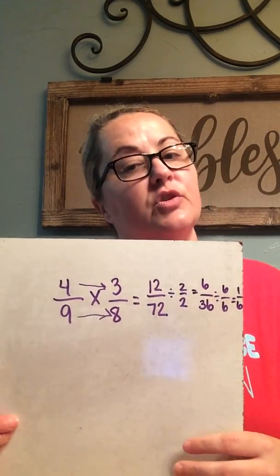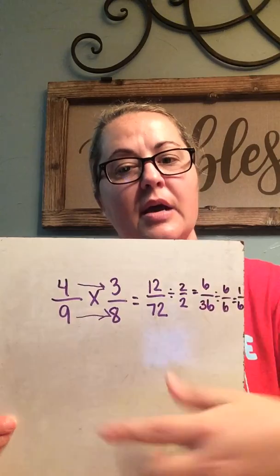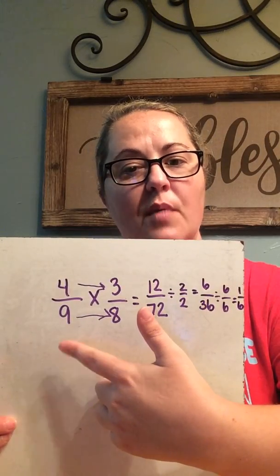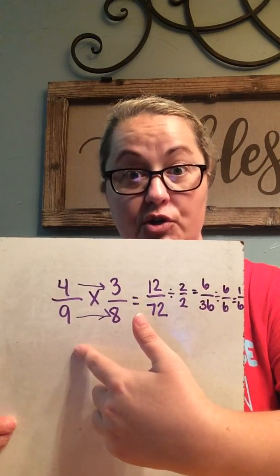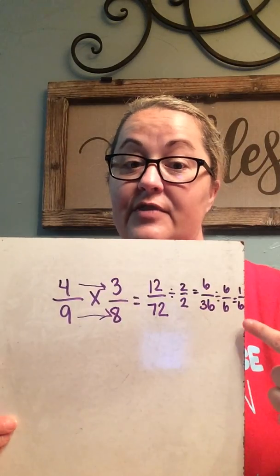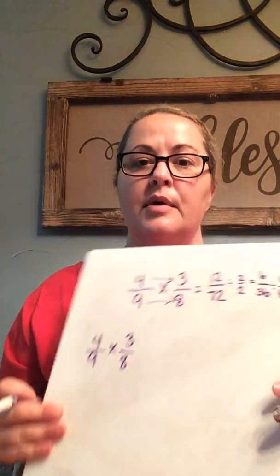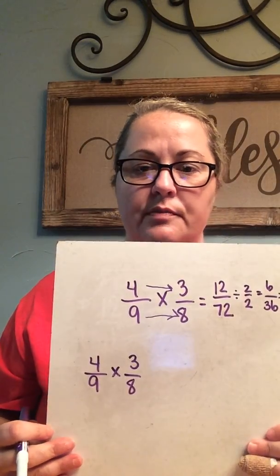Let's see if we get the answer the same way. I'll leave this up, but let's take this problem and simplify it first before we multiply and see if this is the answer we get to start with. Okay? So I'm going to rewrite the problem over here. 4/9 times 3/8. Now, remember, numerators and denominators, okay?